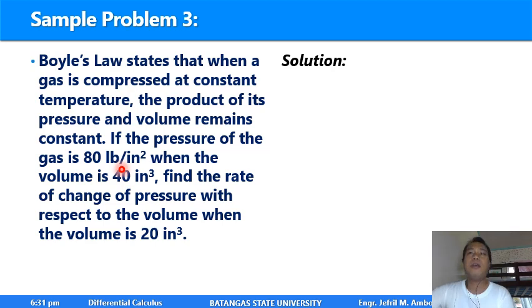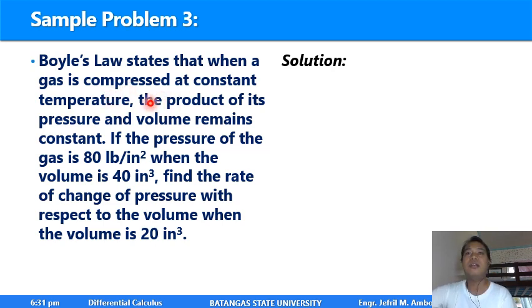First, we need to represent the quantities in terms of variables. There is a law mentioned here, Boyle's law. If you're familiar with this in chemistry or in physics when you were in high school, it's one of the laws of thermodynamics. Now the quantities involved here are pressure and volume, because the temperature is constant. In Boyle's law, the temperature does not change, so it's a constant quantity.